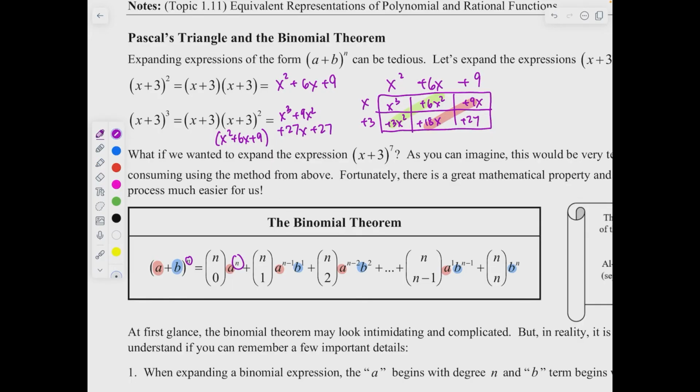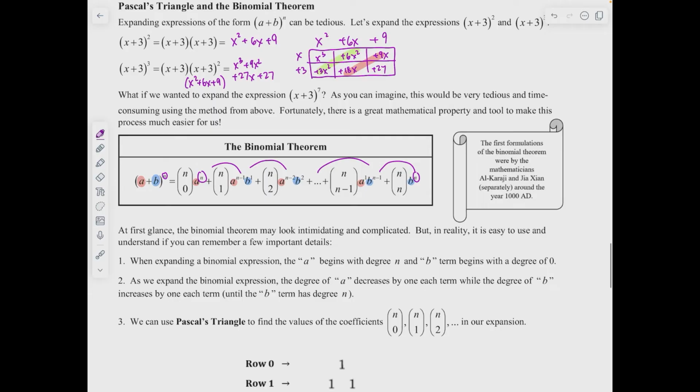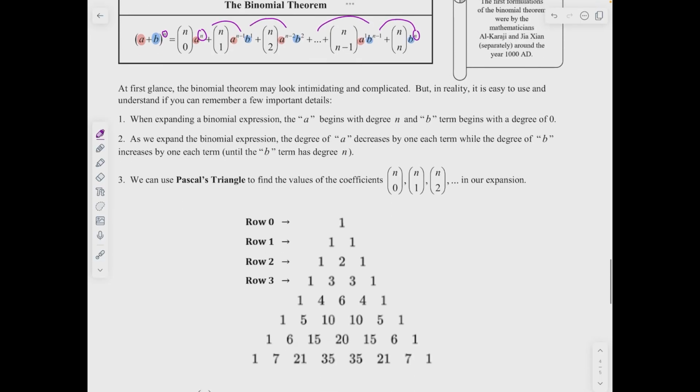Notice that for your a value, it starts with a and then it decreases by 1 and decreases by 1 until it's gone. And for b, it starts at the back side and it decreases by 1 until it's gone in the front. So when you're expanding a binomial expression, the a term begins with the degree n, and the b term begins with the degree 0. As we expand, the degree of a decreases by 1 and the degree of b increases by 1. We can use Pascal's triangle to find the value of the coefficients.